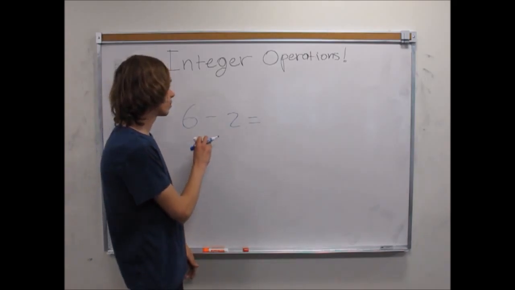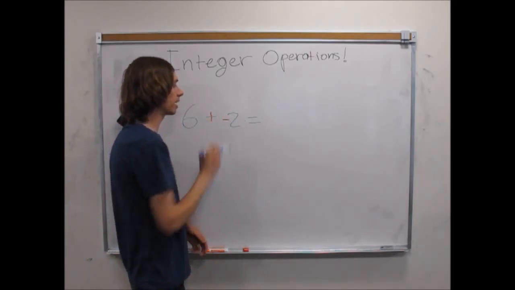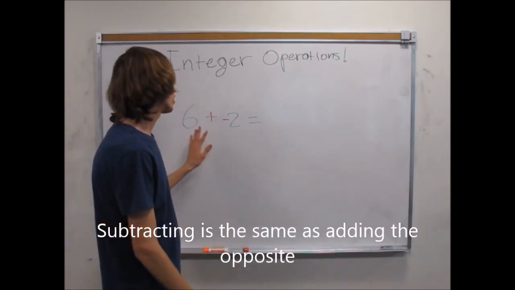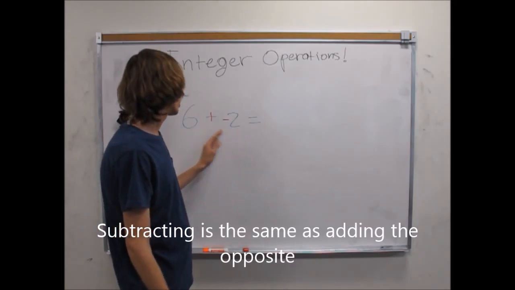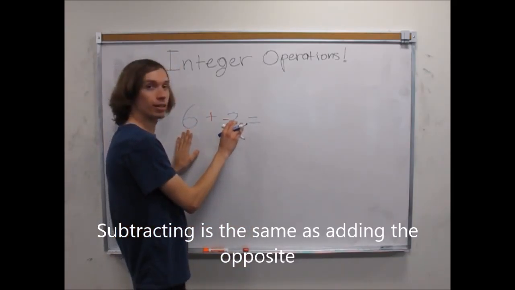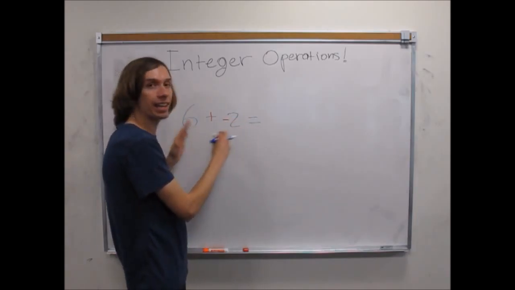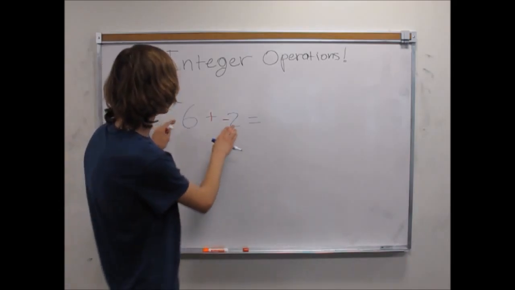So if you have 6 minus 2, remember that's the same thing as doing plus a negative 2, right? Because subtraction is just the same thing as adding the opposite. Okay, and then we have 6 plus negative 2, that's a positive number and a negative number being added to each other. So we can use that rule that we used before. We take the larger of them, right?